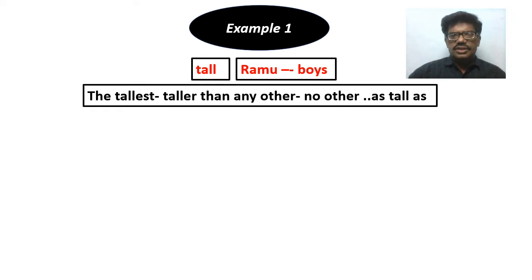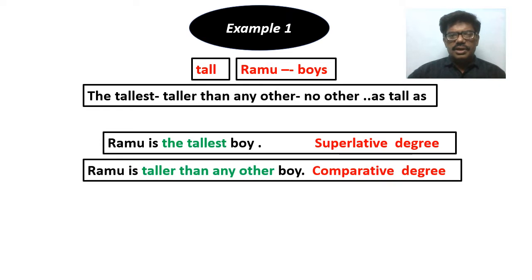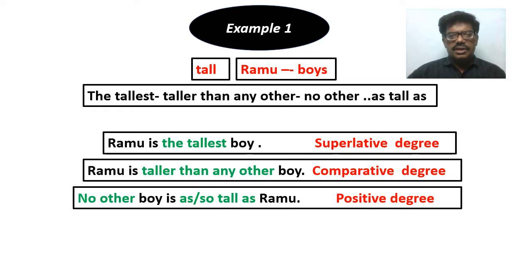Look at the structures of type 1. Ramu is the tallest boy, superlative degree. Ramu is taller than any other boy, comparative degree. No other boy is so tall as Ramu or as tall as Ramu will be the positive degree.